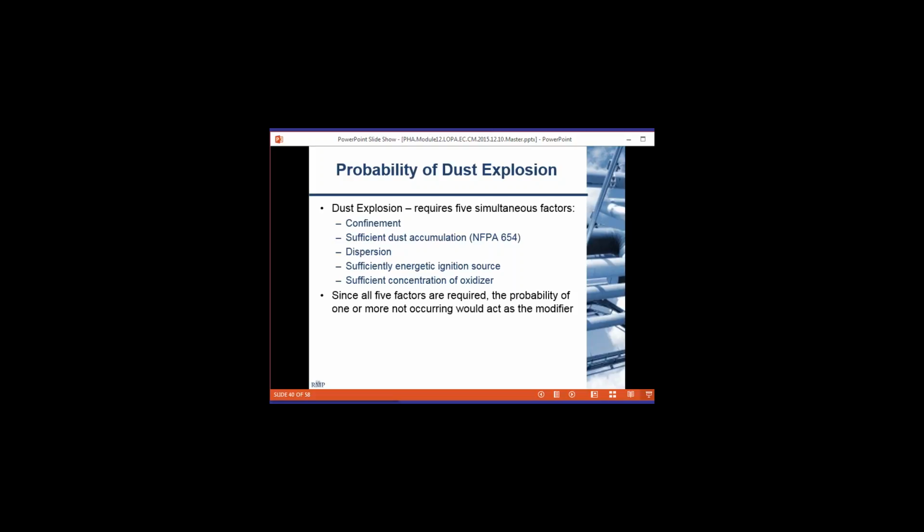So your probability you want to look at here, if you're in a team, well, you just need to make sure what the probability of all of these 5 happening simultaneously. So maybe, based on the topography, you have a high probability of confinement. However, based on the volume, you don't have a high probability of sufficient dust accumulation. You take all of these factors into consideration when you're tempering your event frequency.